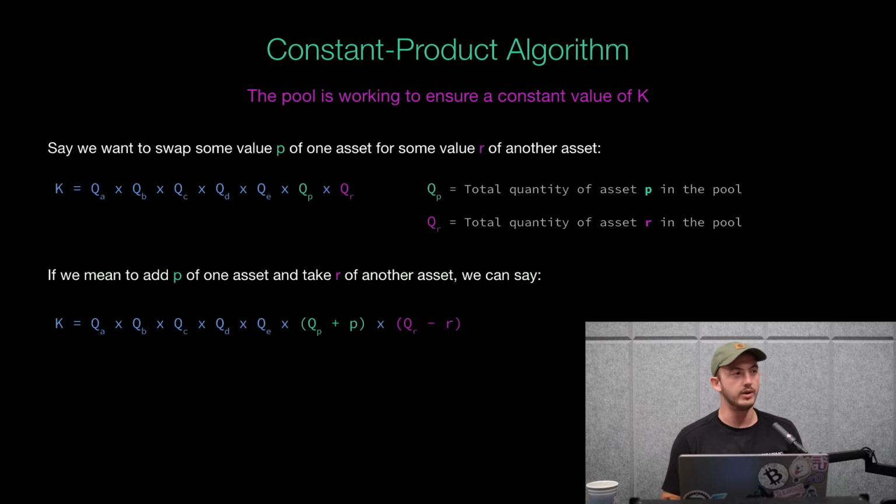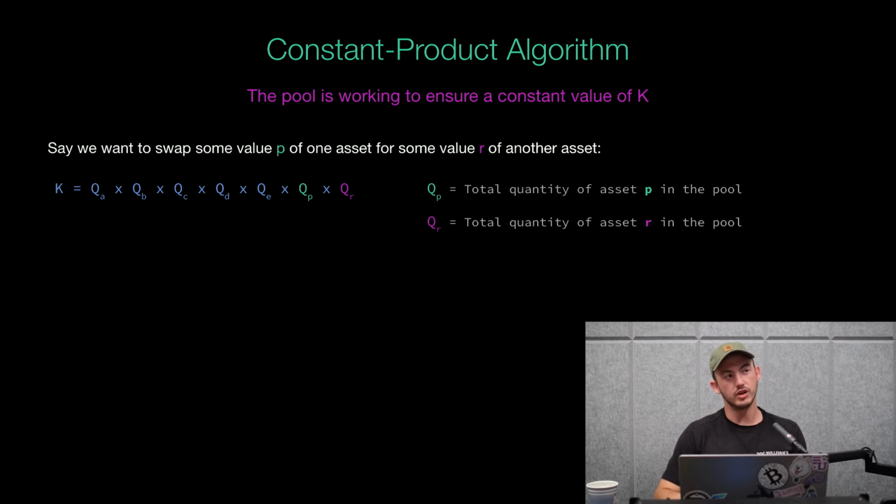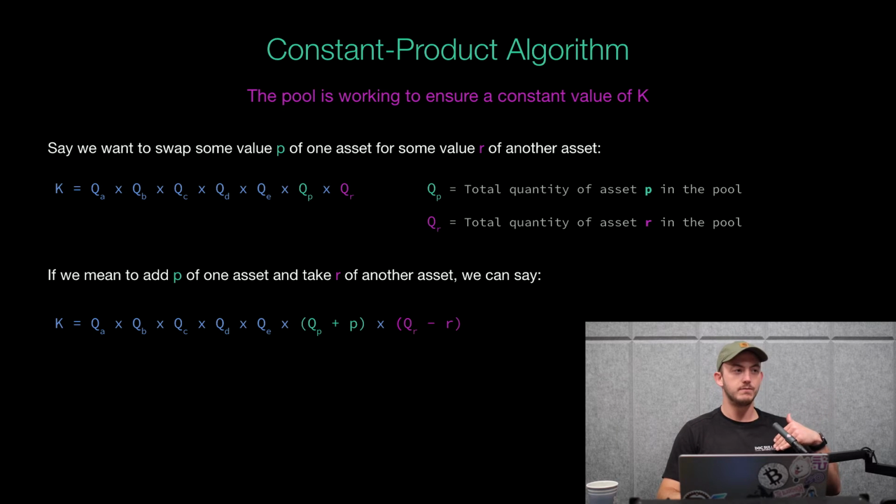So right off the bat, first we can expand this to take a look at it. If we look at the first equation here, QP and QR have just been tacked down to the product. Now, if we want to pay some P and receive some R, that means the pool is going to gain P and lose R. So you can write it like this, and inside each of those parentheses are the new quantities of these assets.